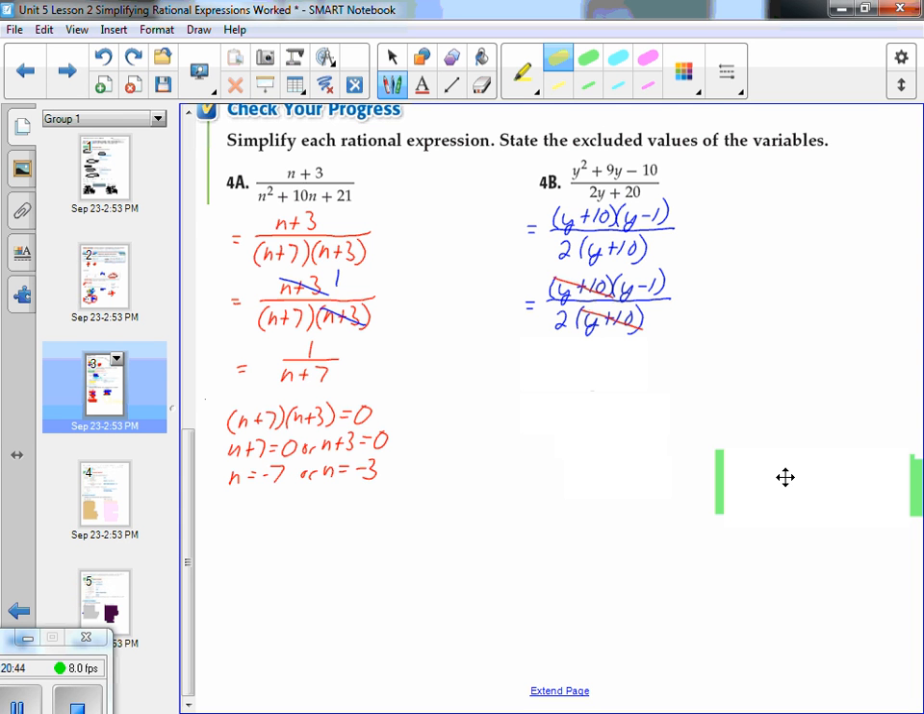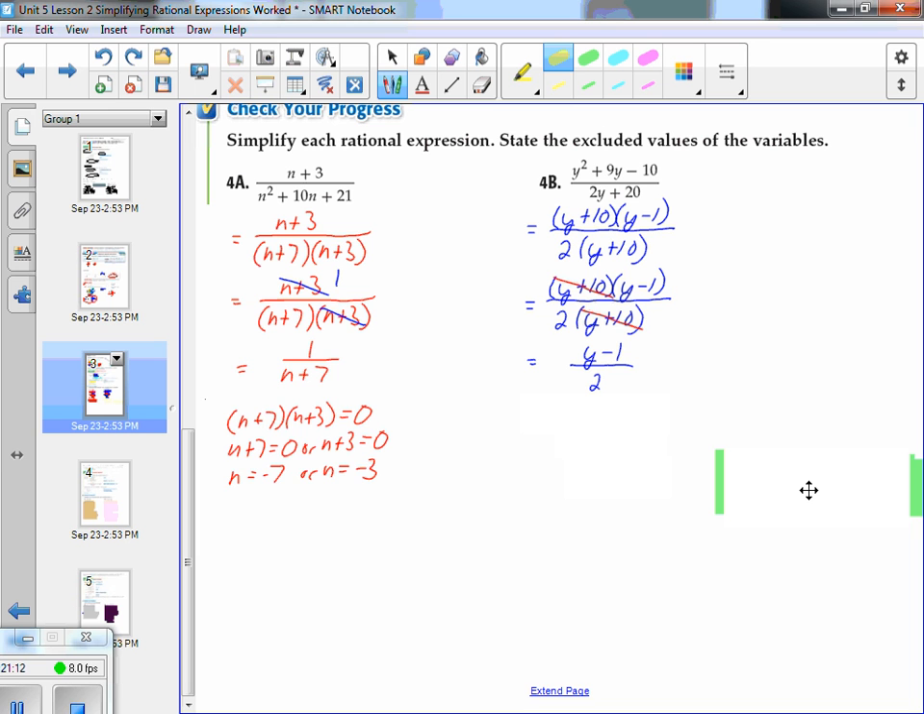So, y plus 10 divided by y plus 10 is a 1. Meaning, in the numerator, we're left with 1 times y minus 1. Well, 1 times y minus 1 is y minus 1. In the bottom, we're left with 2 times 1, which is just 2. So, that's our simplified expression. Okay?